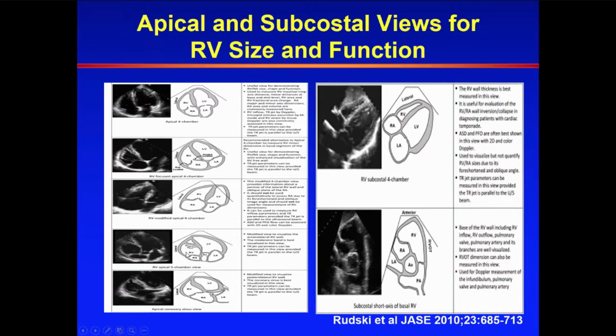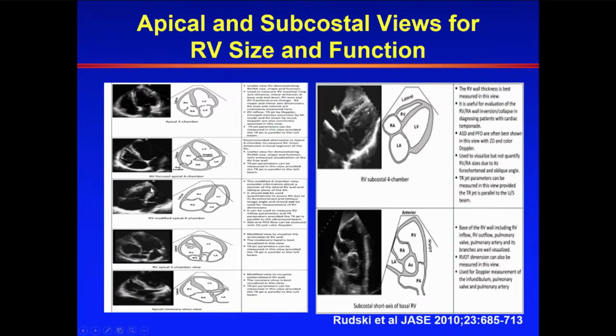An apical five-chamber view can be obtained, and this is the view that would show you the moderator band, as you see here. You see more of the anterolateral free wall of the right ventricle. If you're interested in the posterolateral wall, there is the apical coronary sinus view, so-called because it allows you to visualize the coronary sinus clearly.